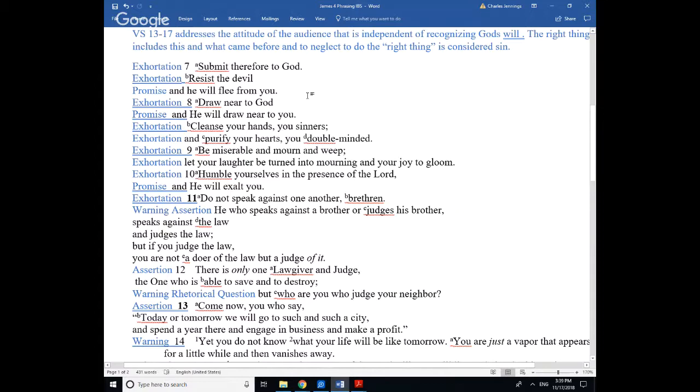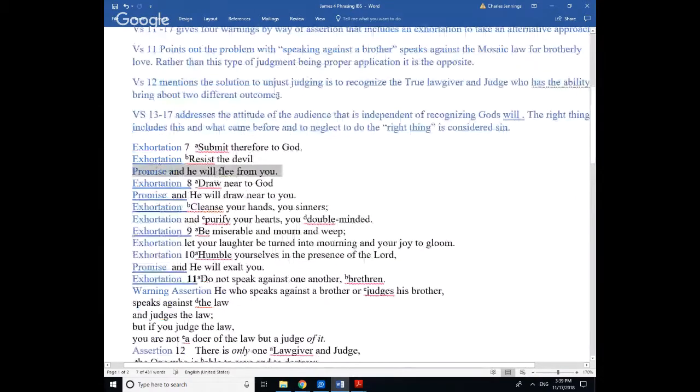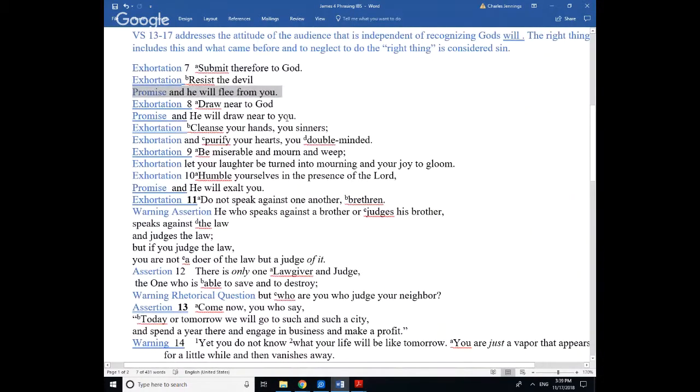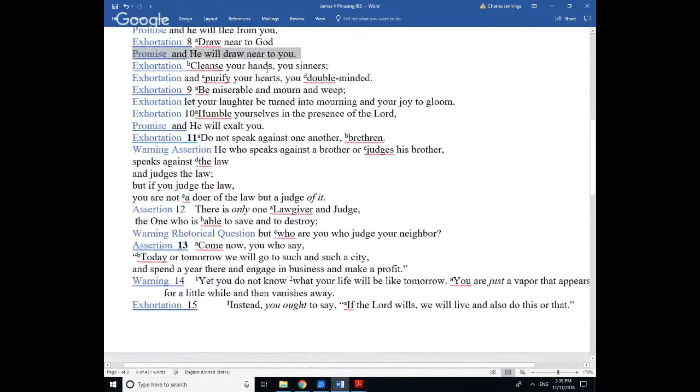Then I went through and I saw some others. For example, "Submit therefore to God, resist the devil, and he will flee from you." That's a promise. That's one of the categories mentioned up there. "Draw near to God and he will draw near to you." There's another promise. Exhortation: "Cleanse your hands, you sinners, and purify your hearts, you double-minded. Be miserable and mourn and weep. Let your laughter be turned into mourning and your joy to gloom. Humble yourselves in the presence of the Lord." And here's another promise: "and he will exalt you."